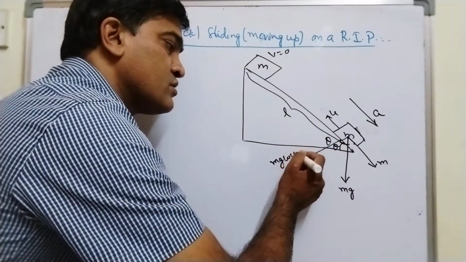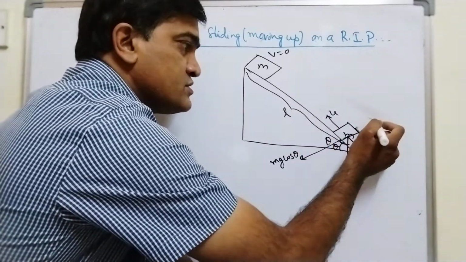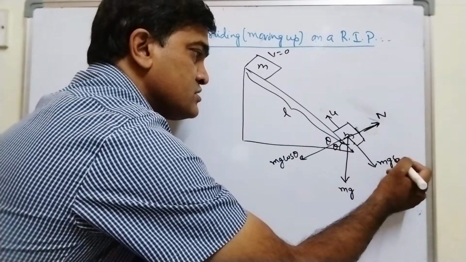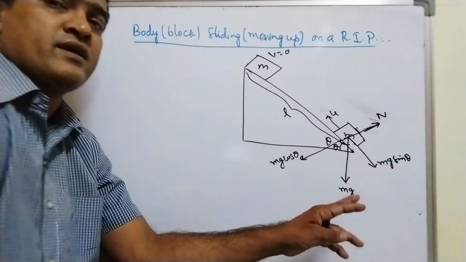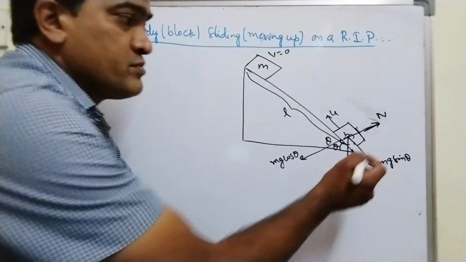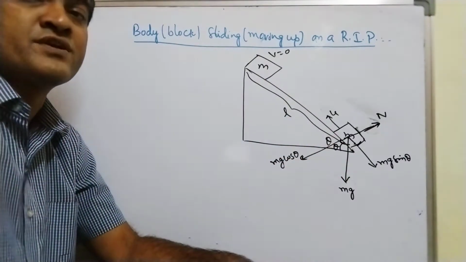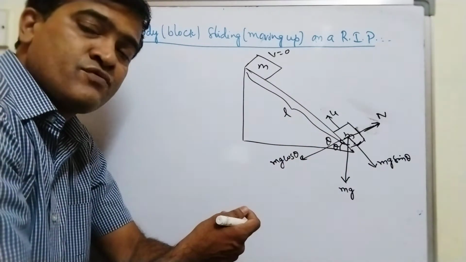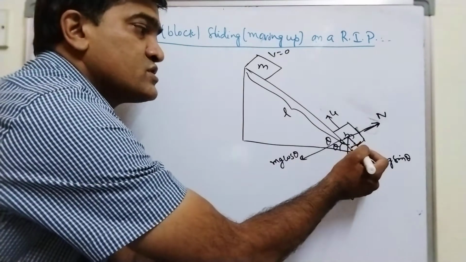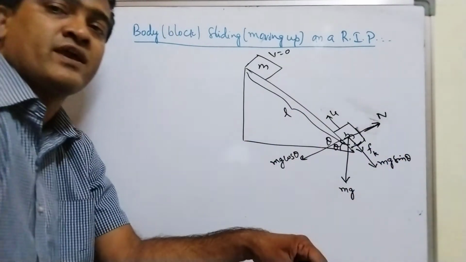Component of weight, mg cos theta, which is balanced by the normal force, and this one is mg sin theta. But mg sin theta is not the only force acting in the downward direction, because the block is moving in the upward direction. As this is a rough inclined plane, frictional force will come into the picture. Frictional force always opposes the relative motion between the surfaces in contact. So frictional force will also act this time, and this frictional force is Fk.